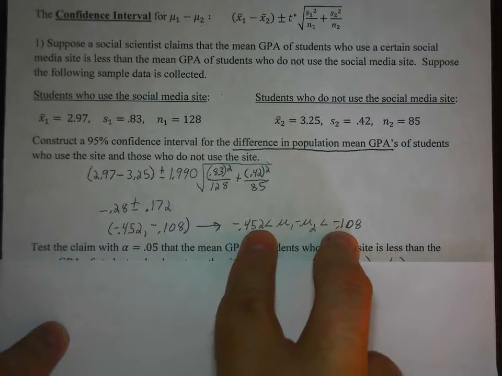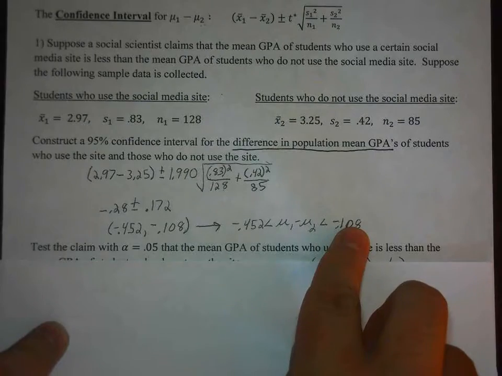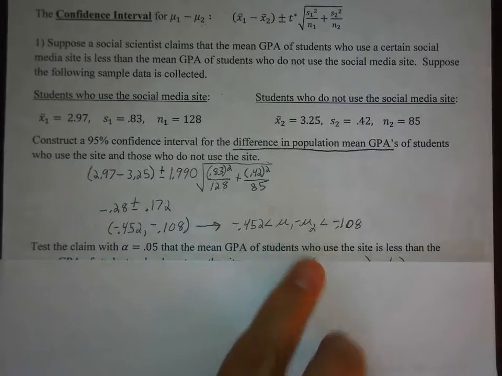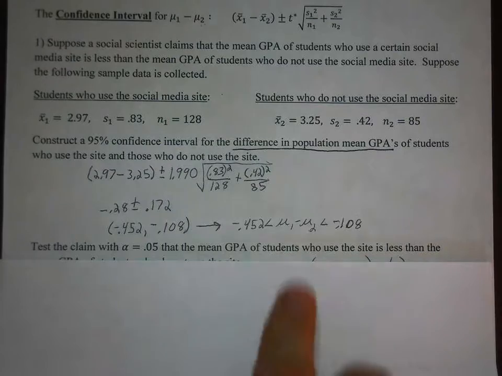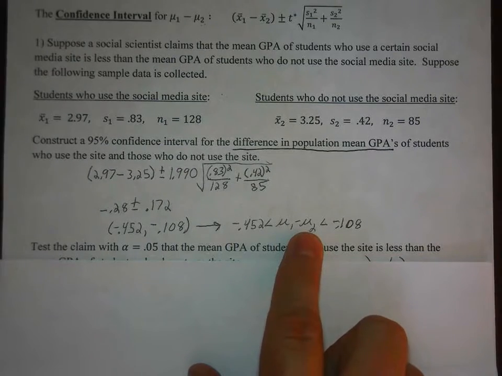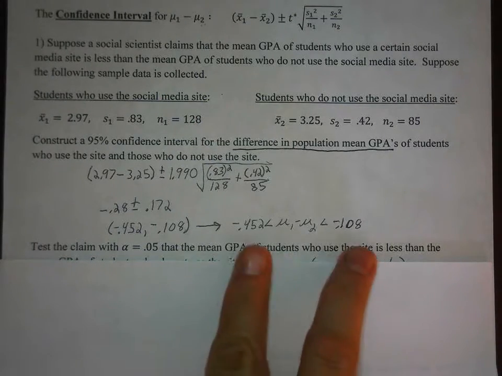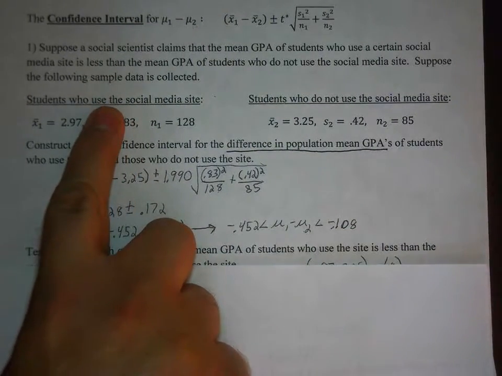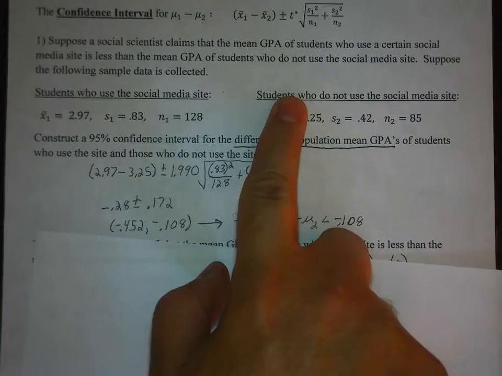Opposite signs means that 0 is in your interval. If you go from a negative to a positive, 0 is in between them. So if 0 is in your interval, that implies that there could be no difference in the means. That would imply that mu1 minus mu2 could have been 0. So again, what this interval is telling us is that it appears those who use the social media site have a smaller GPA on average than those who do not use a social media site.